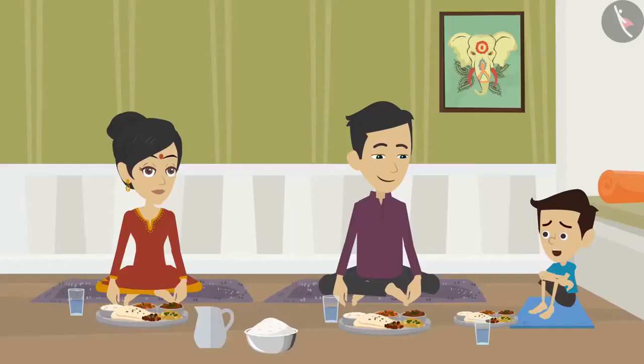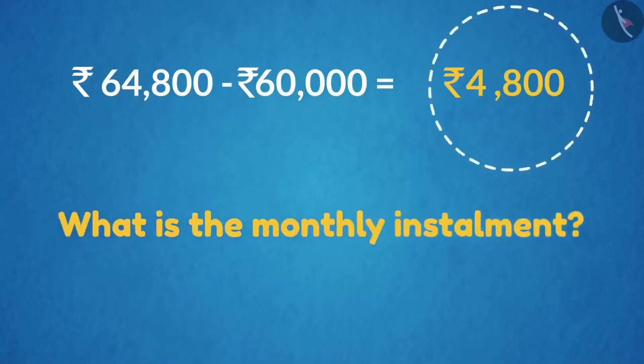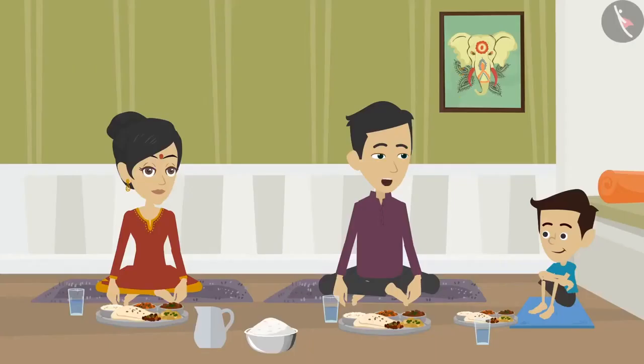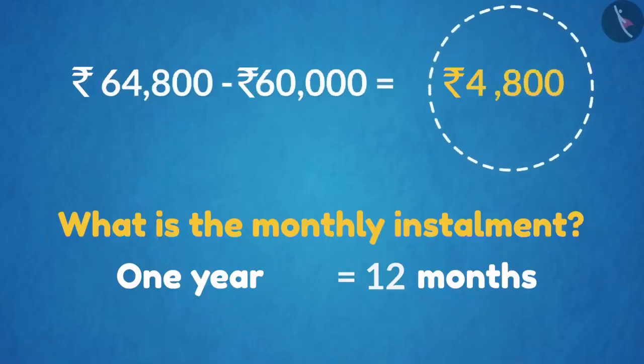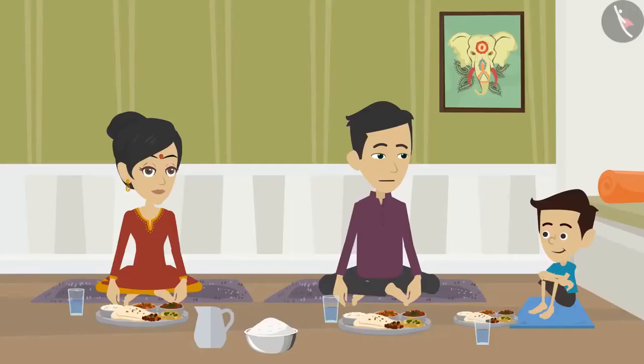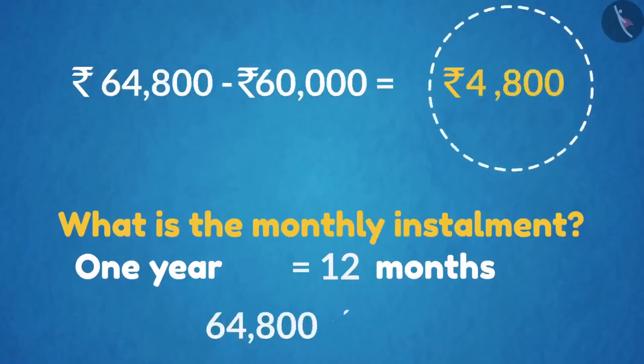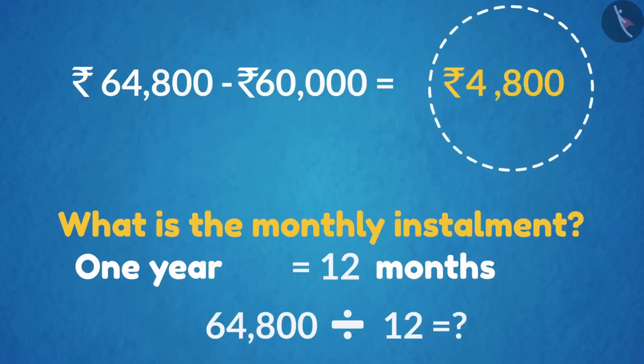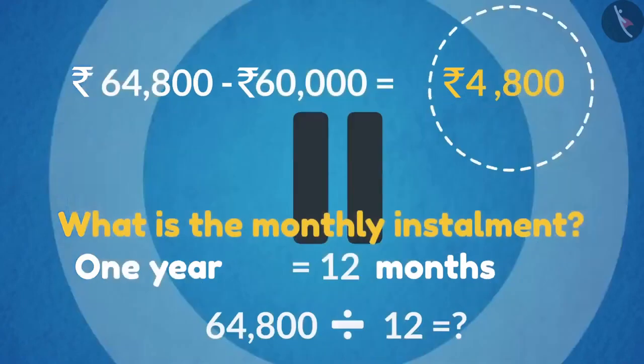But Dad, how do we know the amount we have to pay in a month? How many months are there in a year? 12. Since I've taken the loan for 1 year, we will divide the total amount by 12. Then tell me, how much do we get if we divide 64,800 by 12?